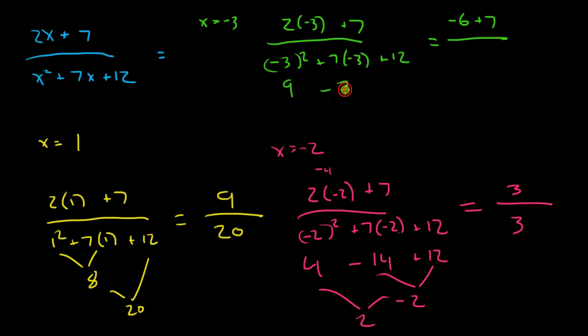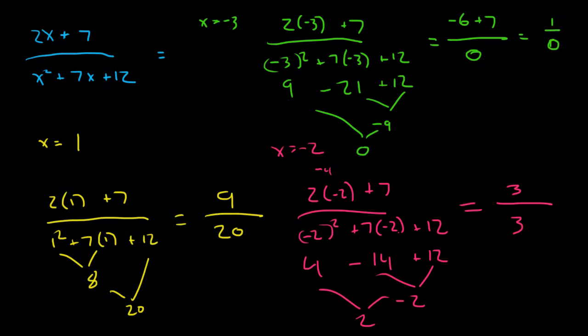7 times negative 3 is negative 21 plus 12. Let's see, negative 21 plus 12 is negative 9. 9 plus negative 9 is 0, so we're left with that. Negative 6 plus 7 is 1. We get 1 divided by 0.